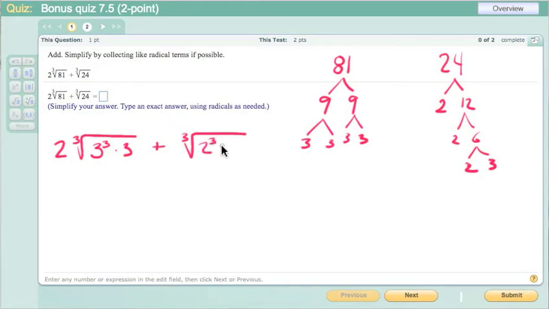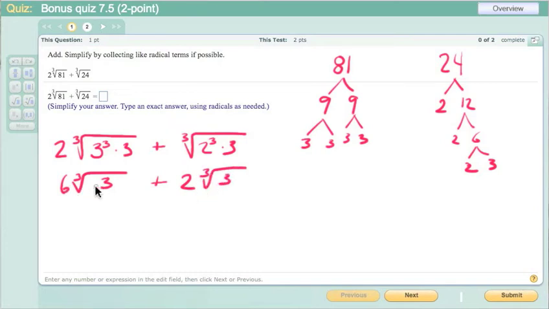2 cubed times 3. Now the idea there, of course, is the cube root will undo all of these cubes in each of these cases. And those cubes will come out as a multiplier. So this cube root will undo this cube, and the 3 will come out as a multiplier. And what got left behind is just the cube root of 3. And it's the same game here. This cube root will undo this cube, and the 2 will come out front as a multiplier. And what got left behind is simply the cube root of 3.